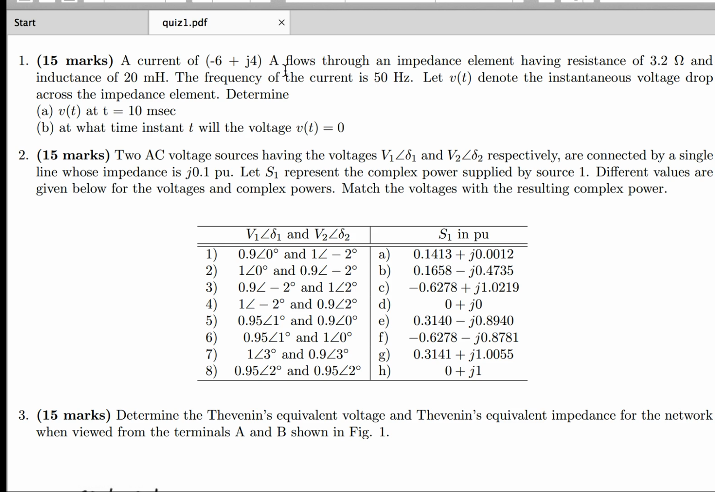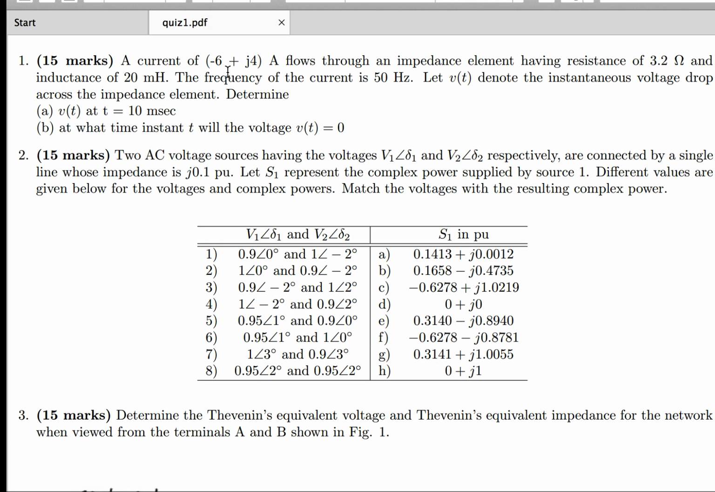A current of minus 6 plus J4 amperes flows through an impedance element. So, basically, I'm going to read the question and we're going to solve it. You can also pause and have a look at the question and try it yourself. And this is the question. So let's start solving it.